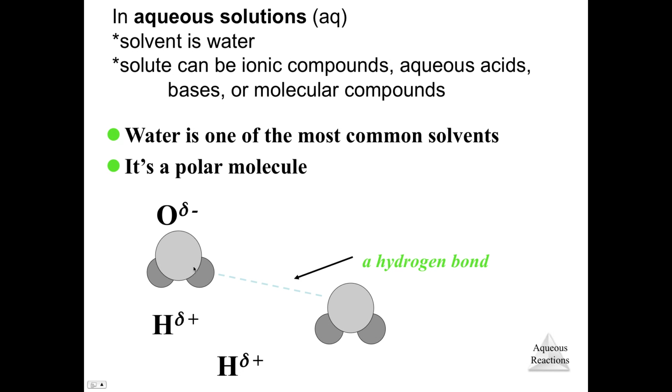It's covalently bonded, the hydrogen to the oxygen. But the oxygen wins the battle for electrons, so they're pulled slightly towards the oxygen end of the molecule, giving it that partial negative charge. The hydrogen end has a partial positive charge, and so every hydrogen from one water molecule is attracted to the oxygen on the next molecule. So there's a hydrogen bond between water molecules, and that attraction is what causes a lot of water's properties.